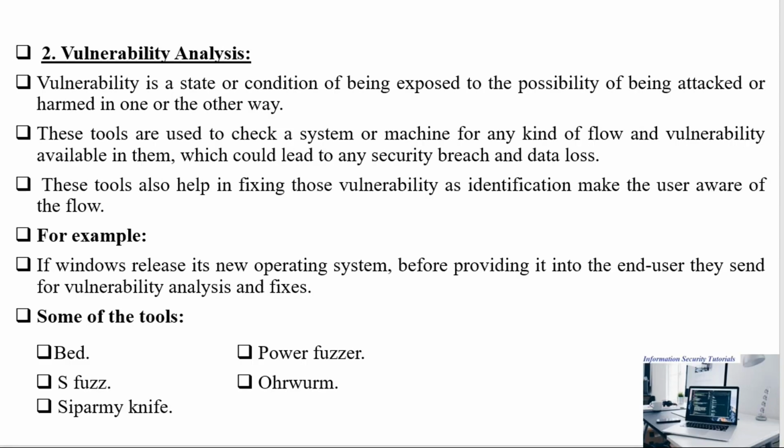Next, let's discuss vulnerability analysis tools. Vulnerability is a state or condition of being exposed to the possibility of being attacked or harmed in one way or the other. These tools are used to check a system or machine for any kind of flaw and vulnerability available in them, which could lead to any security breach and data loss. These tools also help in fixing those vulnerabilities, as identification makes the user aware of the flaw. For example, if Windows releases a new operating system, before providing it to the end user they send it for vulnerability analysis and fixes. Some of the tools: BED, SFuzz, SIP Army Knife.